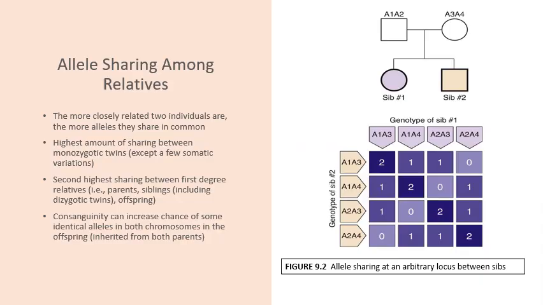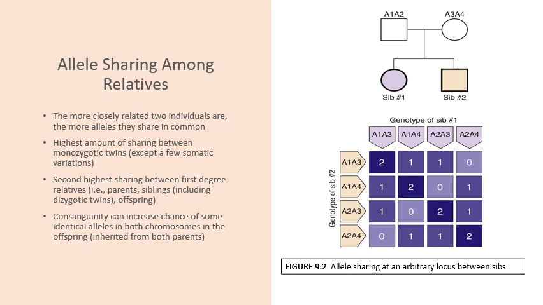So as I was discussing earlier, we do share alleles with our relatives. The more closely related two individuals are, the more alleles they share in common. The highest amount of sharing is between monozygotic twins, except a few somatic variations maybe. The second highest sharing is between first degree relatives, which is parents, siblings. This also includes dizygotic twins, which are essentially genetically like siblings, first degree relatives, as well as offspring. So all of these pairs, first degree relatives, would share 50% of the genome.